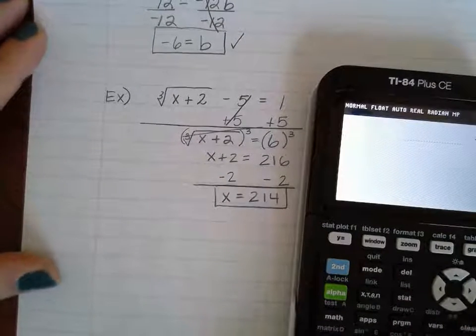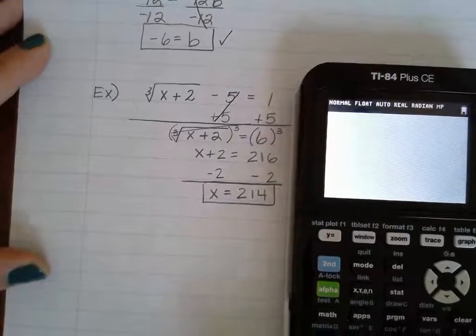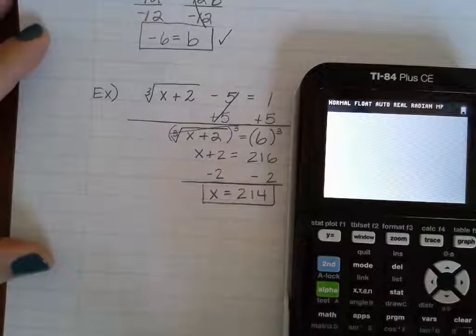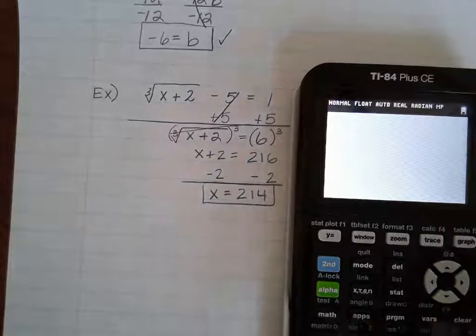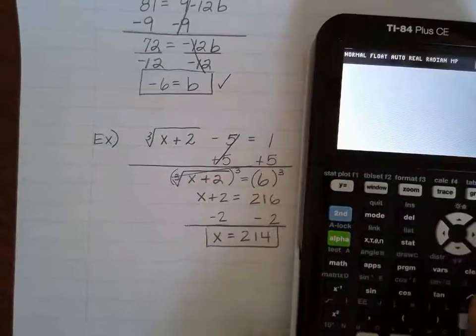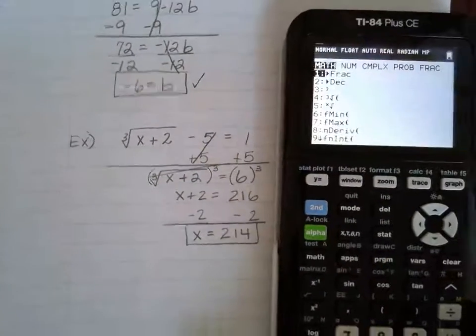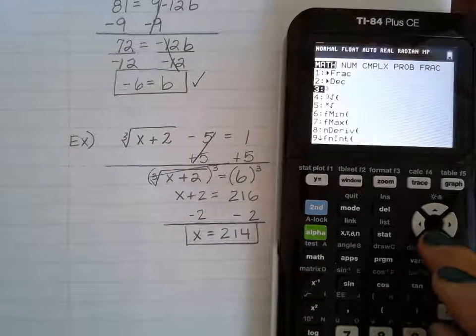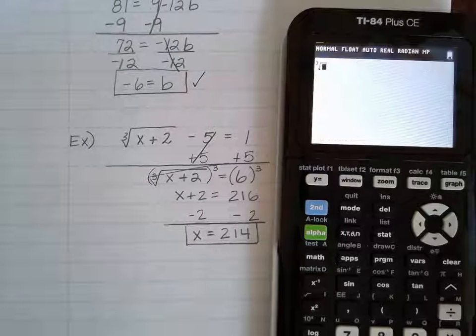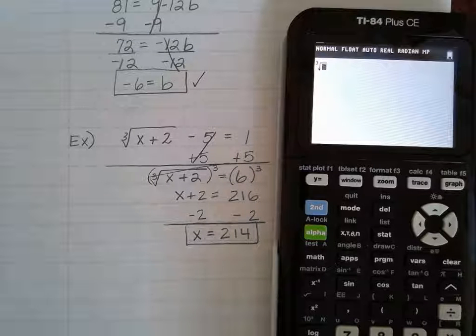Remember, if at any point I'm going too fast, please feel free to pause this and then you can catch up. Okay, so a cube root is in a different spot than the square root. If you go to the math button on your calculator, which is right here, and then you go down to choice number 4, you can get a nice cube root there. So I'm going to plug 214 in wherever I see an x.